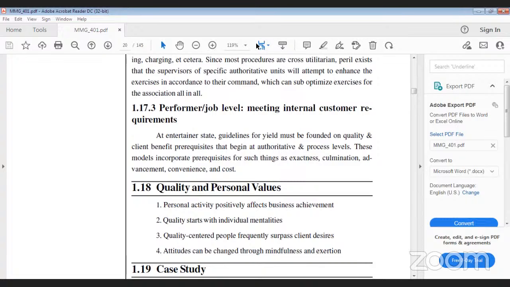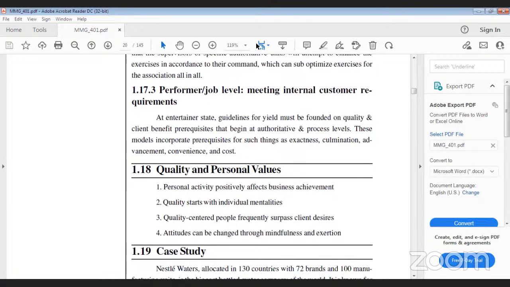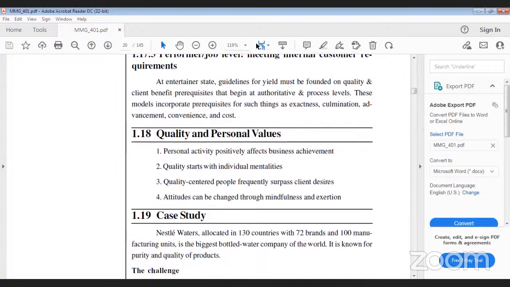Then the second point is that quality starts with the individual's mentality here. If you think about quality, then you will put up quality also. The third point is that quality-centered people frequently surpass client expectations also. The fourth point is that attitude can be changed through the mindfulness of efforts also. Here is a case study given for you.